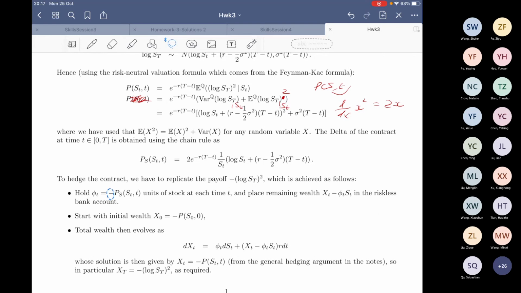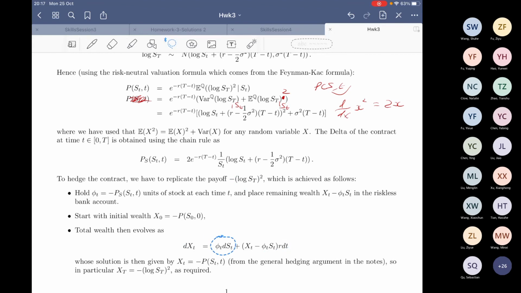So you hold minus the delta of the original option units of stock at each time instant, and place the remaining wealth in the risk-free bank account. You start off now, again, with minus P of S0. In the lecture notes, it would be P of S0, because in the lecture notes we were replicating the original payoff, not minus the original payoff. And then, as usual, your total wealth evolves according to the self-financing rule.